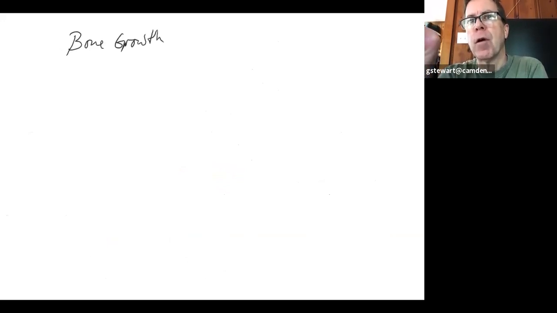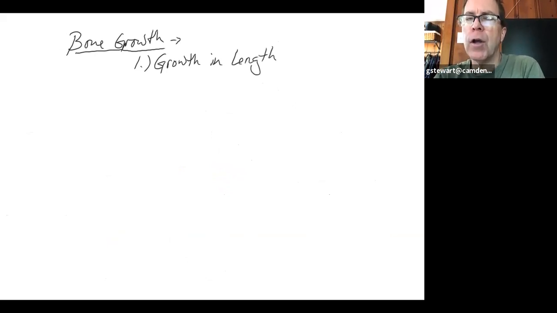First type of bone growth that we're going to look at is, I'll write 1, growth in length. How does a long bone grow longer when we are children and when we're going through puberty in our teens? That's what this topic is about, okay? How long bones grow in length. You've heard of a growth plate. That's what we're going to examine here in great detail, okay?